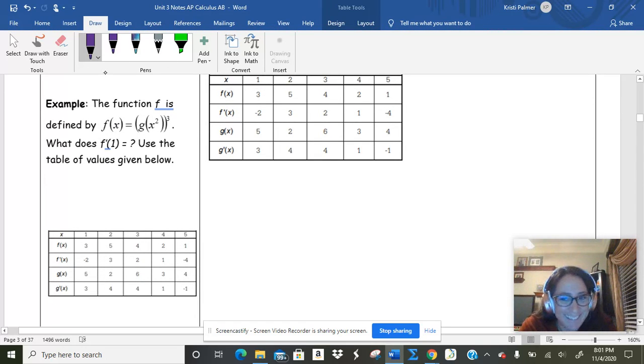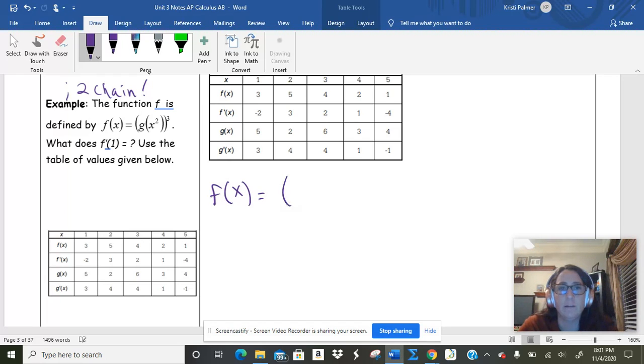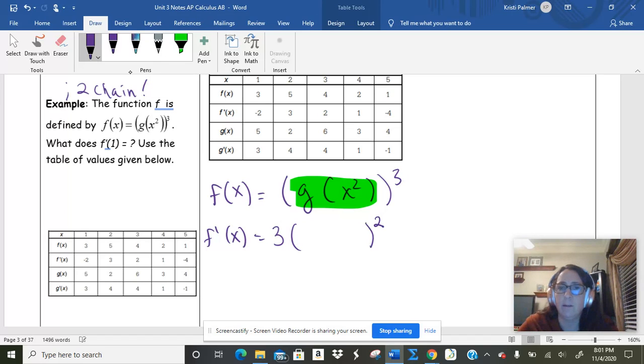What is this one? You called it. It's a 2-chain. Okay, so let's take this derivative. Here, I'm going to just rewrite f of x. So when I take my first derivative, this is the inside. So I take the derivative of the outside, leave the inside alone.